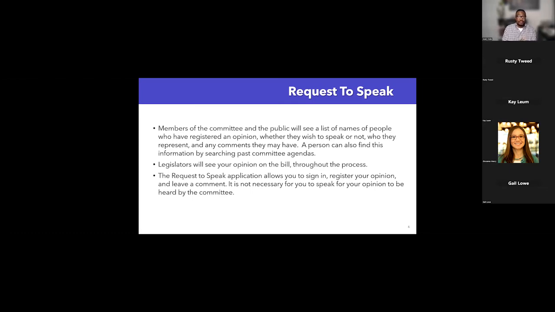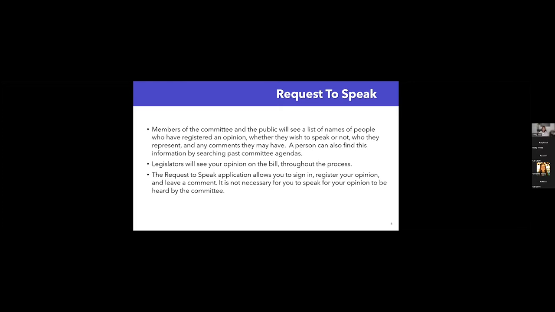So members of the committee and the public, you'll see a list of names of people who've registered an opinion or a position, whether they want to speak or not, who they represent and what kind of comments they have. So you'll see what organization they represent, if they're speaking or if they just have a comment. You can also find this information by searching past committee agendas. So you can actually see what people supported each bill and things like that.